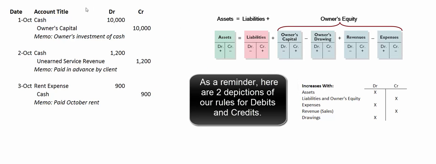So for example, the owner invests $10,000 cash in the business. We debit cash, credit owner's capital. Somebody pays us in advance for some work, so we debit cash for $1,200, credit unearned service revenue for $1,200, and we pay rent for the month of October by debiting rent expense, crediting cash.